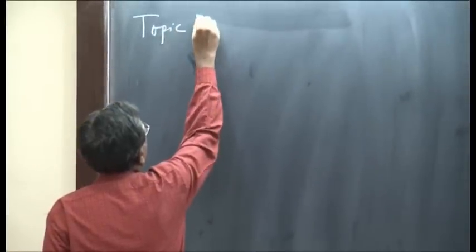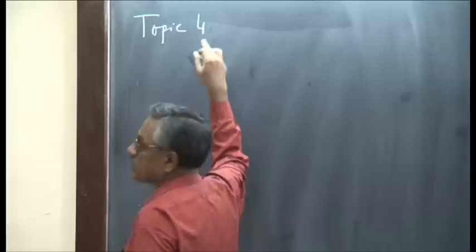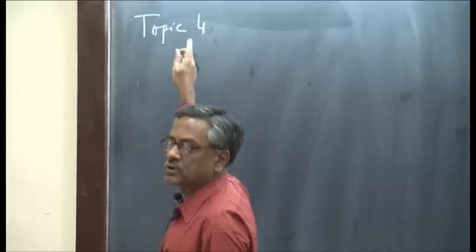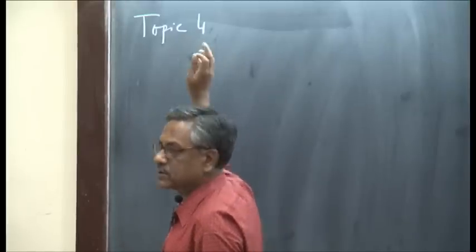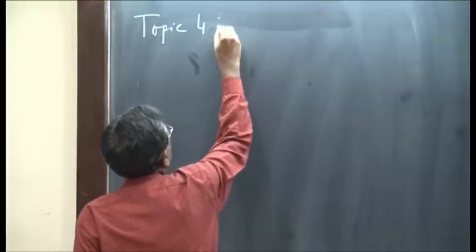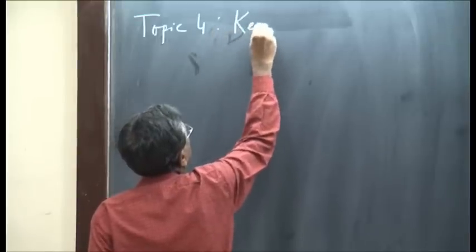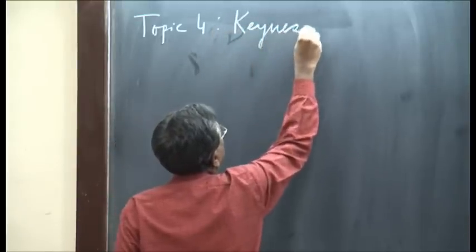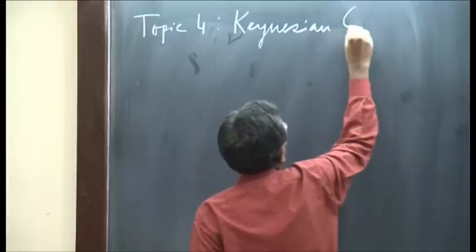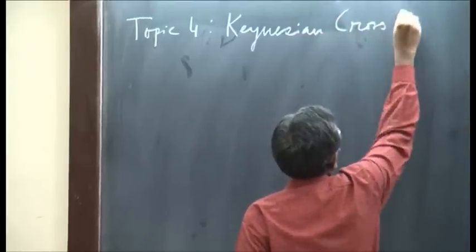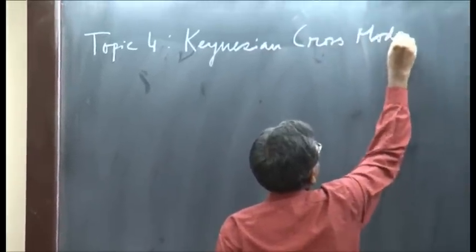Topic 4. How am I writing? This is how I'm writing, topic 4. Topic 3, that's how I've written. Okay. Keynesian cross model.